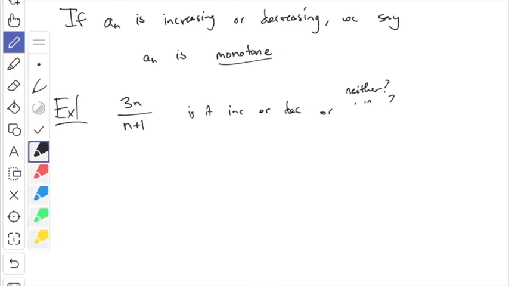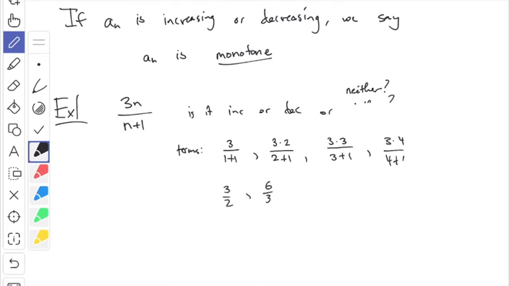Like I said, to get a feel for it, you could try to just write a few terms. So it would look like, if I start with n equals 1 here, although I suppose I wasn't too specific. If I write the terms, starting n equals 1, it would be 3 over 1 plus 1. The next one would be 3 times 2 over 2 plus 1, and then 3 times 3 over 3 plus 1. 3 times 4 over 4 plus 1. These as fractions: this is 3 halves. This one is 6 over 3, which equals 2. This one is 9 over 4, which is a little bit more than 2.